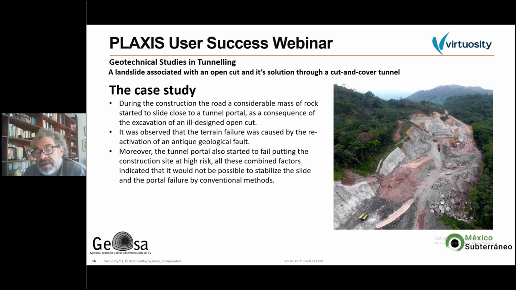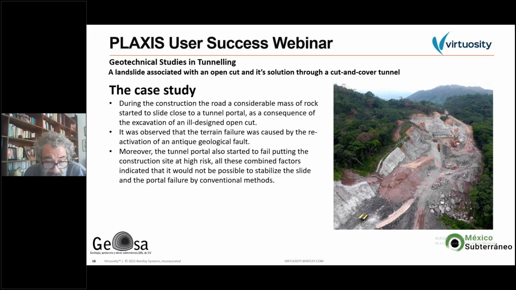When the movement started and we started to deal with it, we observed that this failure was caused by the reactivation of an antique geological fault, and this is part of what I call a good design, or a well-planned project, right? And also as I said before, the tunnel portals also started to fail, putting the construction site at very high risk.